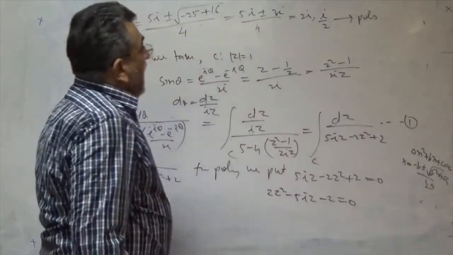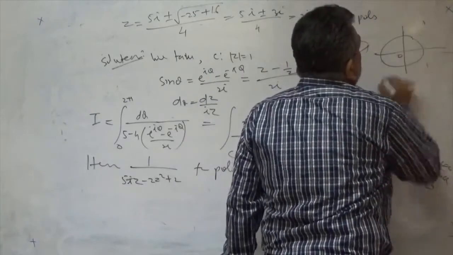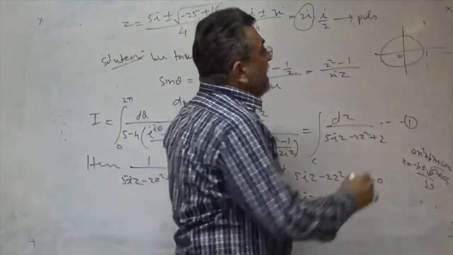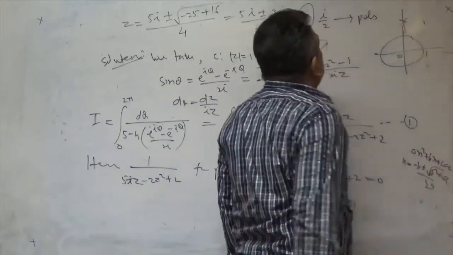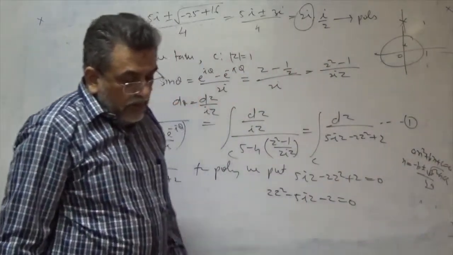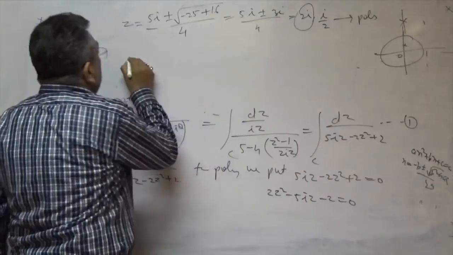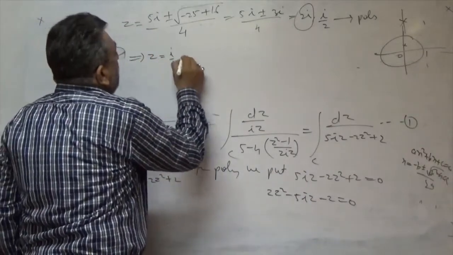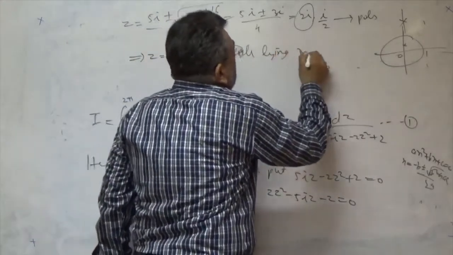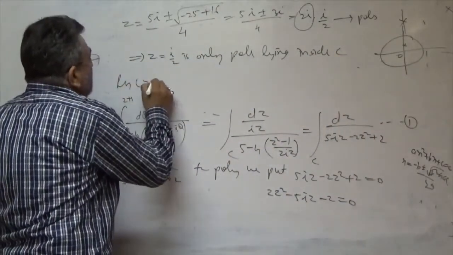And if we see that here C is the unit circle, center origin, radius 1, then 2i is not lying inside, it is outside the circle. But i by 2 is lying inside. Only one pole, i by 2, lies inside. So we take this and find the residue at that pole. This implies that z equal to i by 2 is the only pole lying inside C. So calculate the residue at z equal to i by 2.